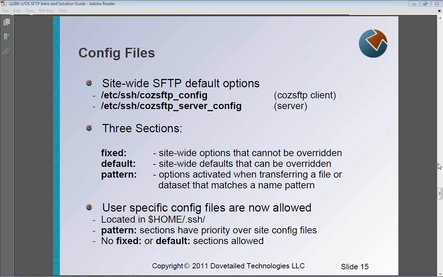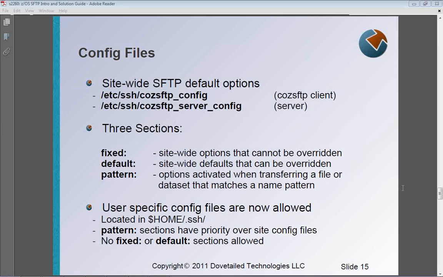Again, prior to this pattern feature, we have had these configuration files called config files that you can set for site-wide use in the etc SSH directory. And there were originally two files, etc SSH COSI SFTP _config, and that would let you set default options for the COSI SFTP client. And then there was a companion one, COSI SFTP _server _config, which you would use to set default options for the SFTP server component.